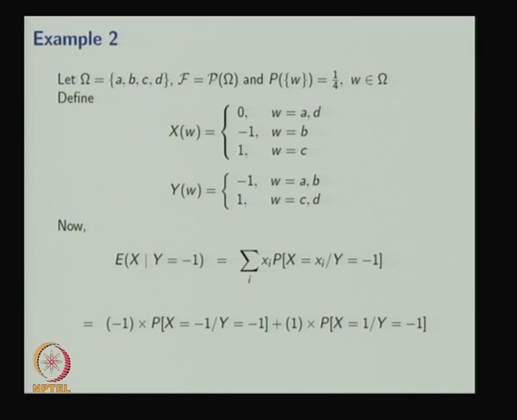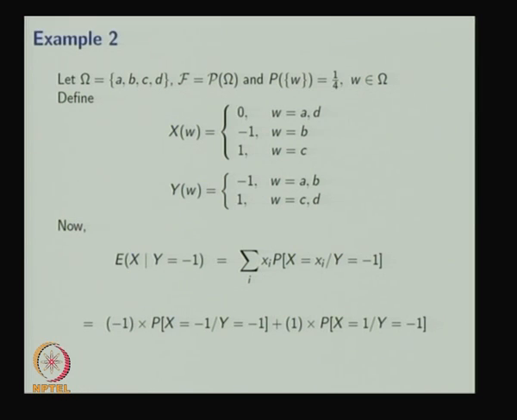Now I am defining two random variables X and Y, satisfying the condition of a random variable, that is, the inverse image of the semi-closed interval minus infinity to x belongs to F for all x. Then that is going to be a random variable. So here you can cross-check whether this real valued function X is a random variable or not. It satisfies the random variable condition. So X is a random variable, and similarly Y is also a random variable.